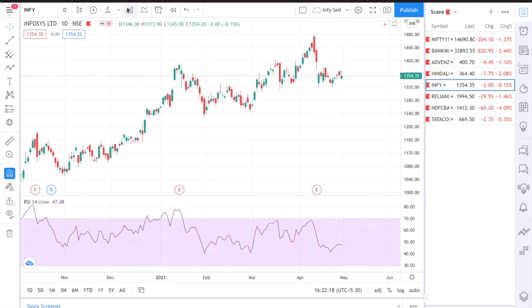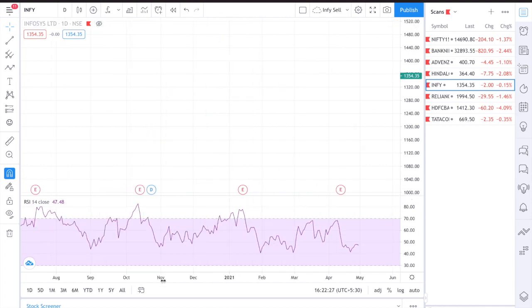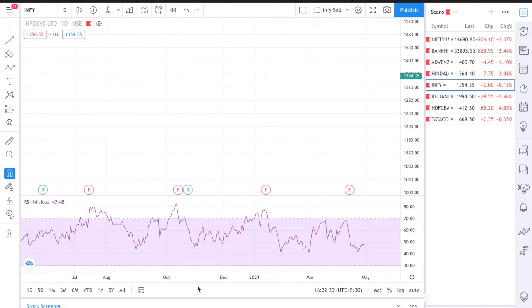Now let us understand the basics of this indicator. I don't want to see any chart while I'm explaining. For example, this is the RSI indicator. RSI is nothing but it describes the overbought and the oversold.